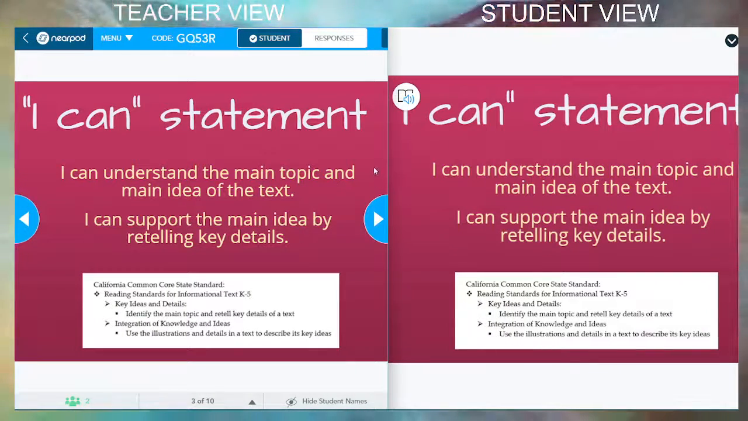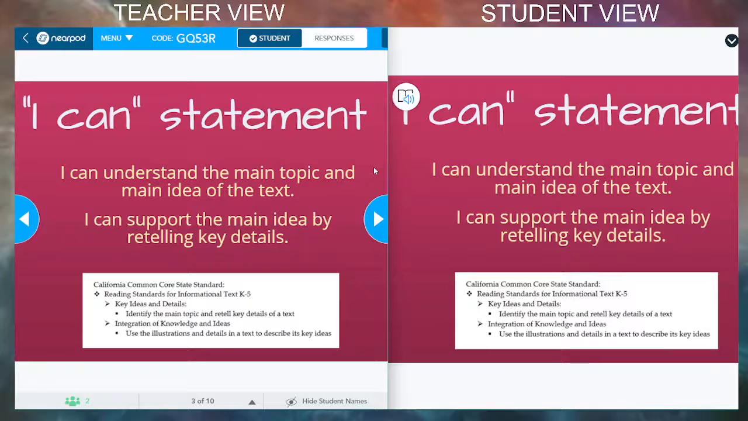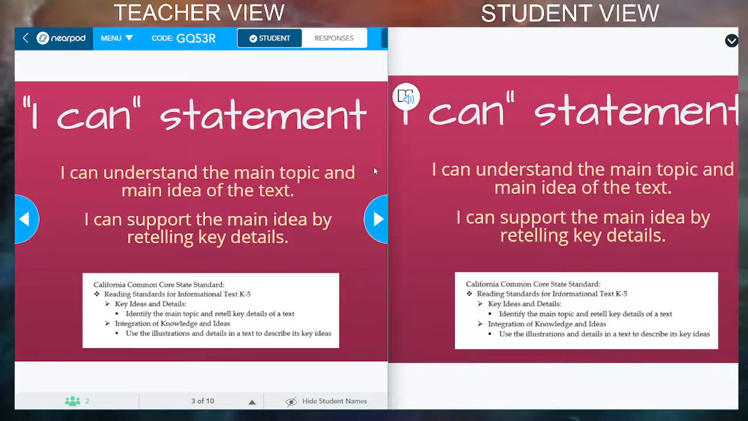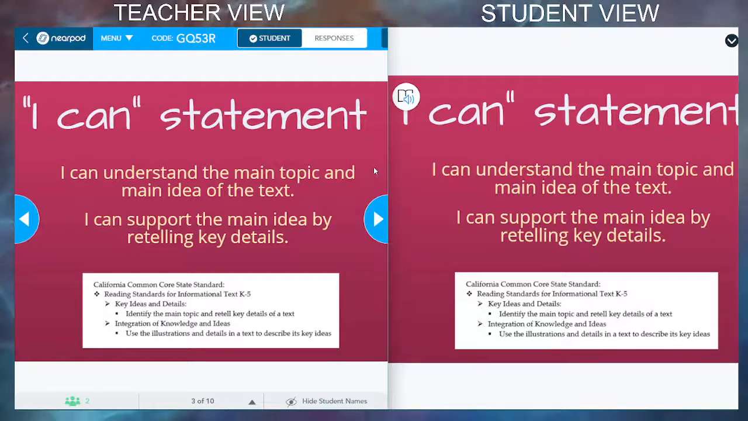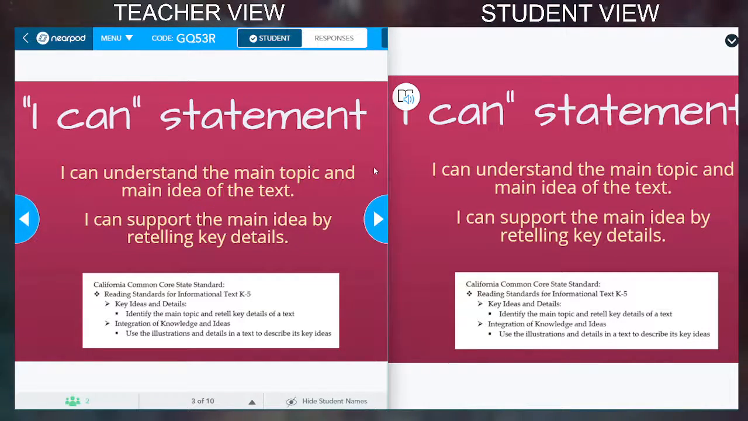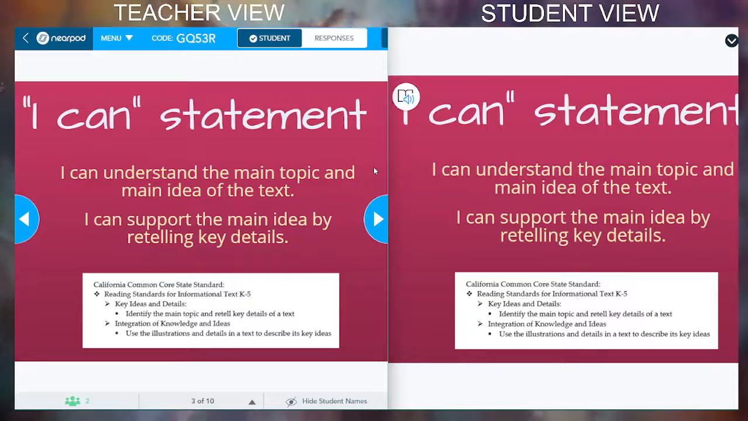All right, so before we dive any further, we're going to go ahead and address our I can statements. Through this lesson, students are going to be able to develop some skills, and this is where our I can statements come in. As a student, I can understand the main topic and main idea of the text. I can support the main idea by retelling key details.